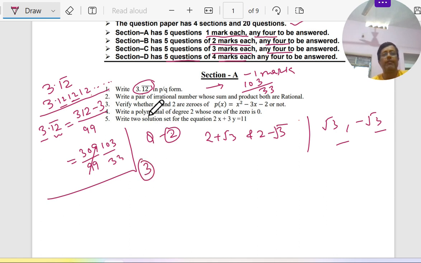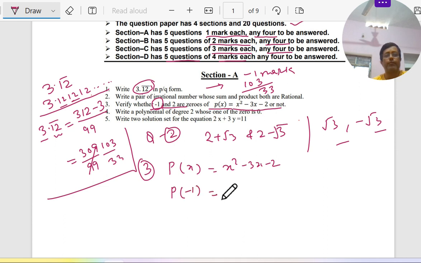Here it is written: verify whether minus 1 and 2 are zeros of this polynomial or not. In this situation, what we have to do is, let p(x) equal x squared minus 3x minus 2. Here we have to check for minus 1, so we write p(minus 1). You will put the value minus 1 in, so minus 1 whole squared minus 3 times minus 1.